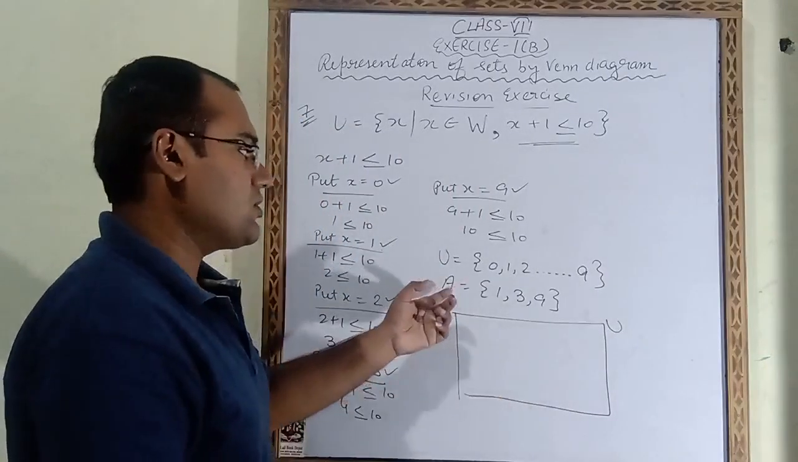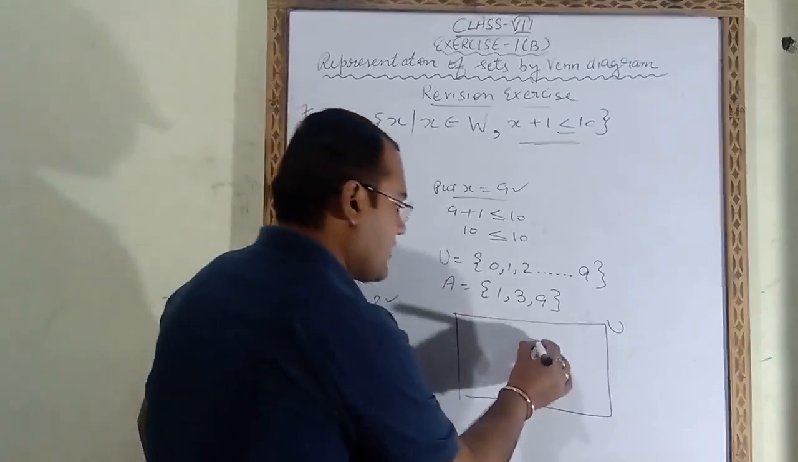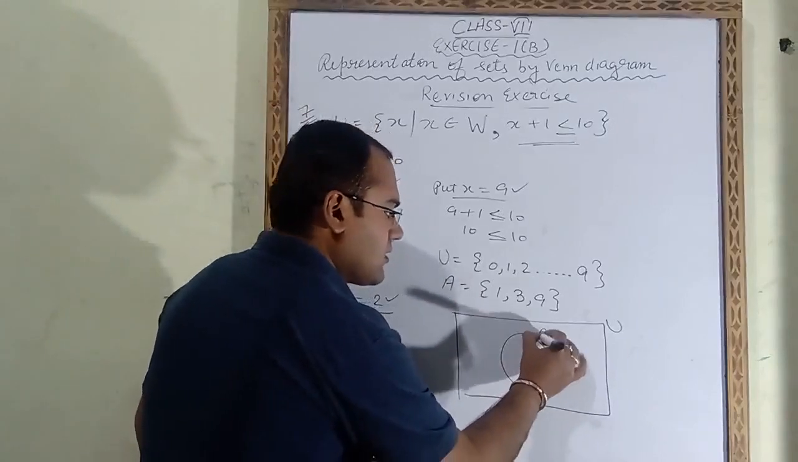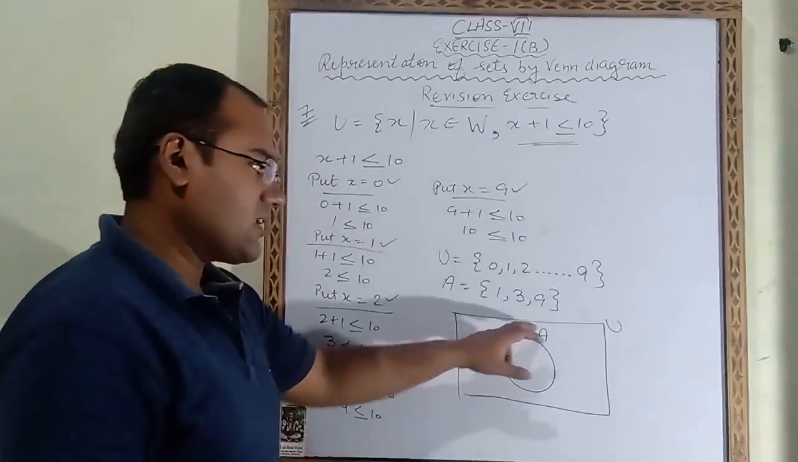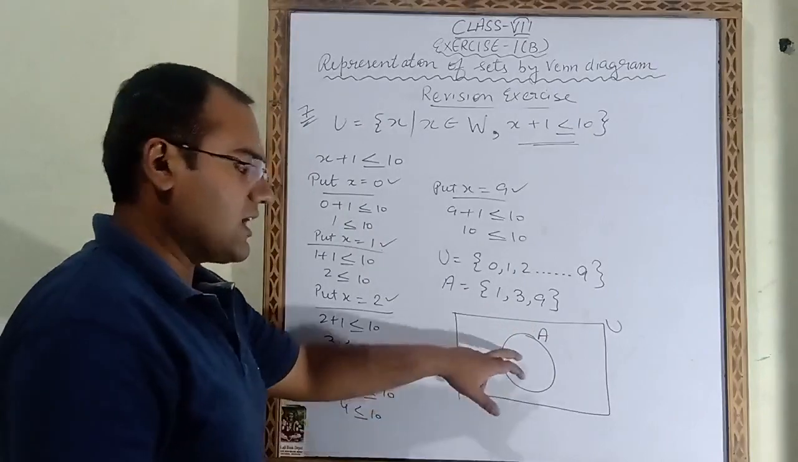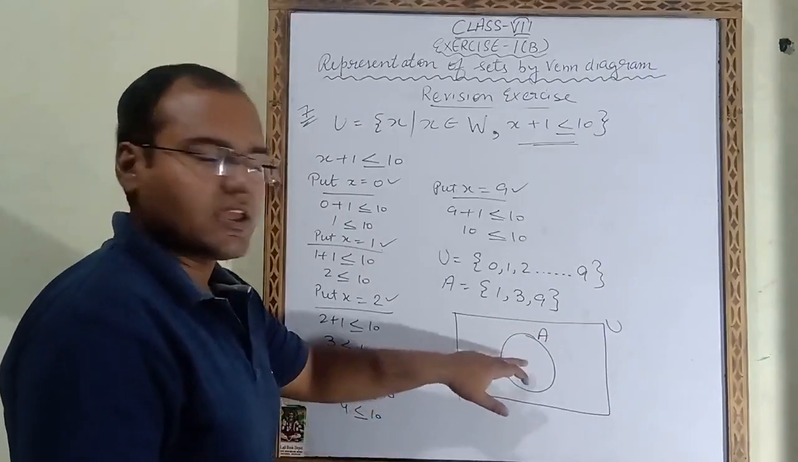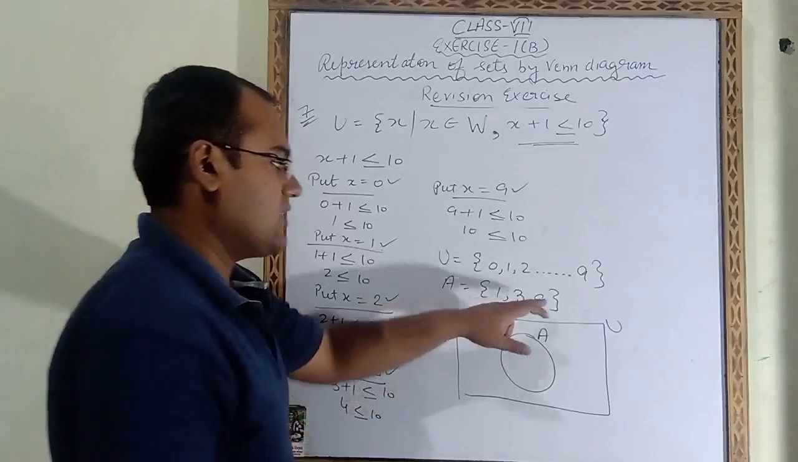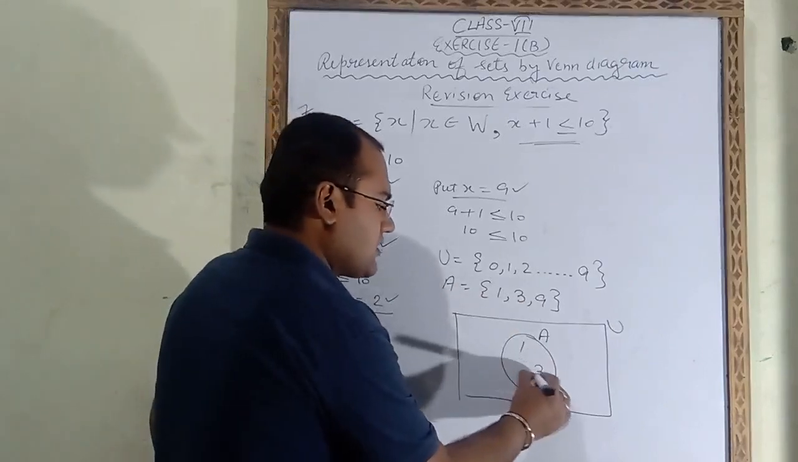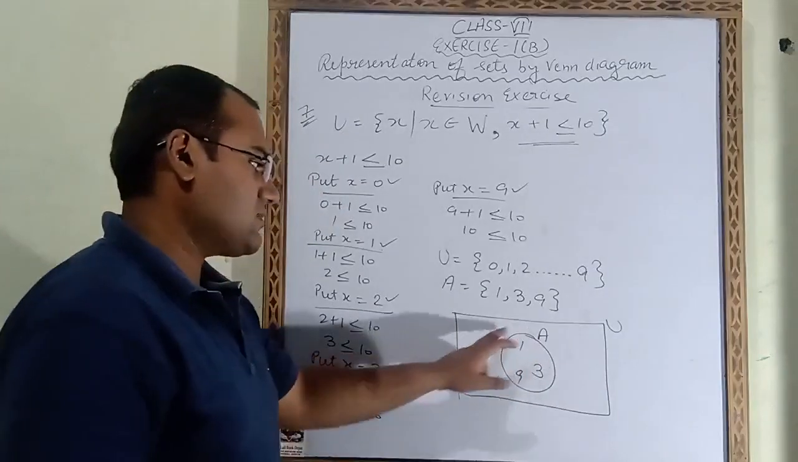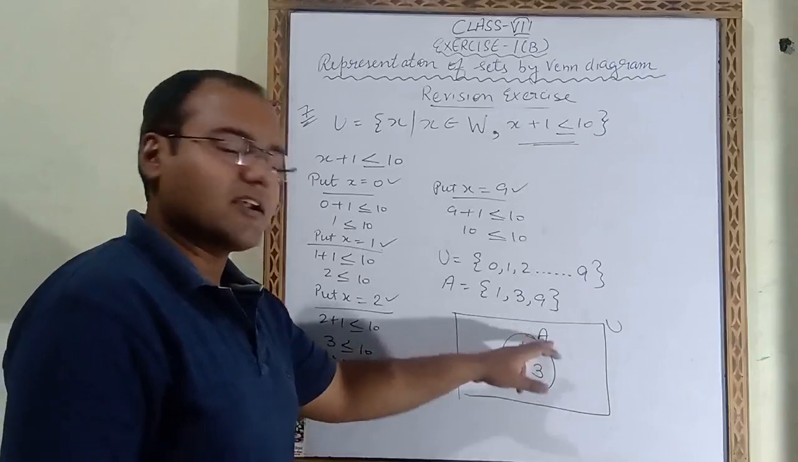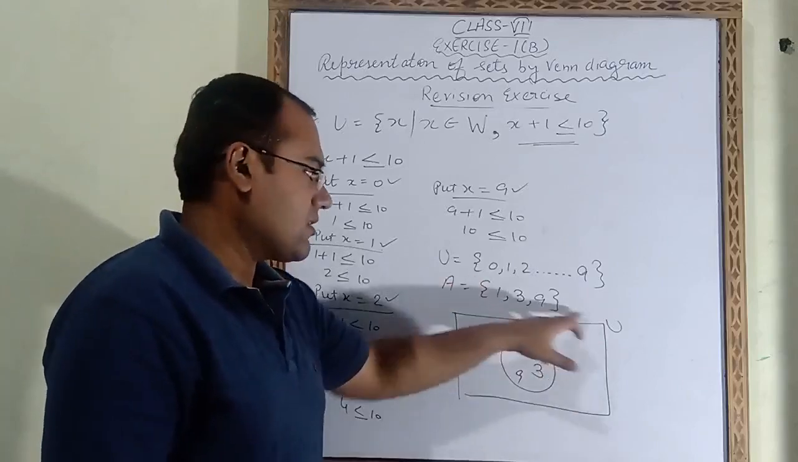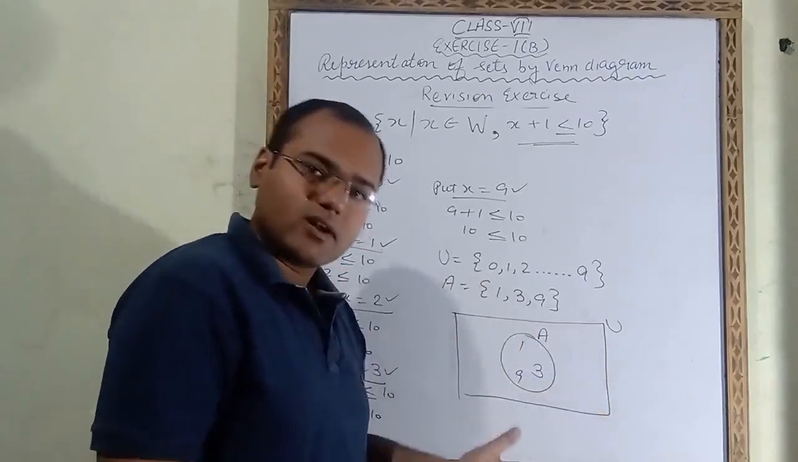Inside this rectangular box, set A will also be there. So we make one circle and write A. Now you have to fill A first. What are the elements of A? 1, 3 and 9. So we fill here 1, 3 and 9. These elements 1, 3 and 9 are in A and are also in the universal set.